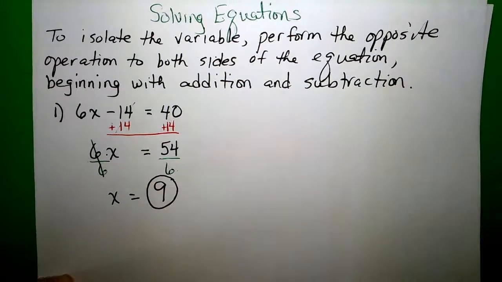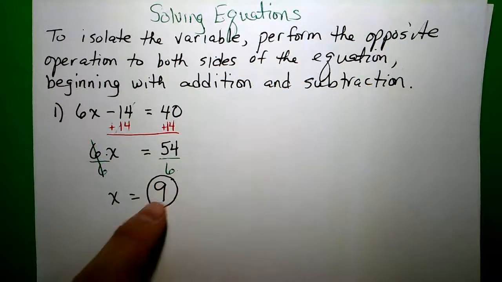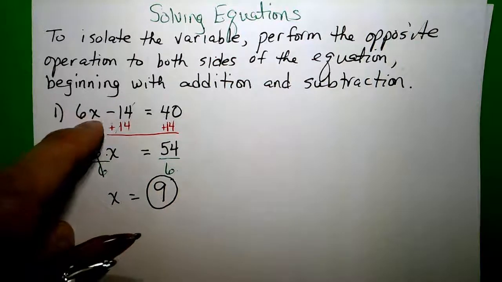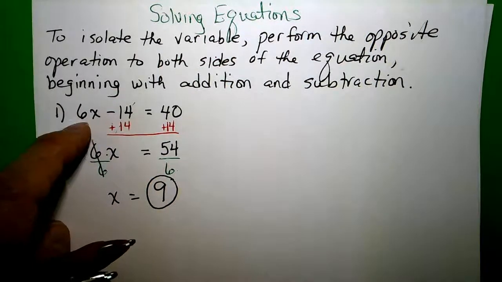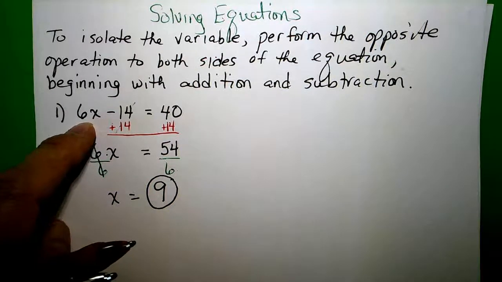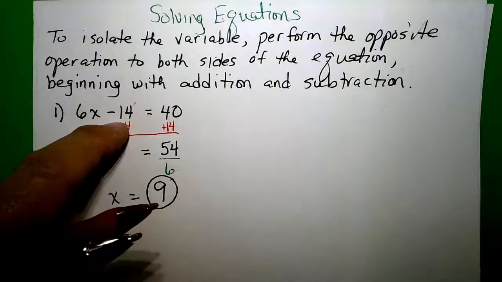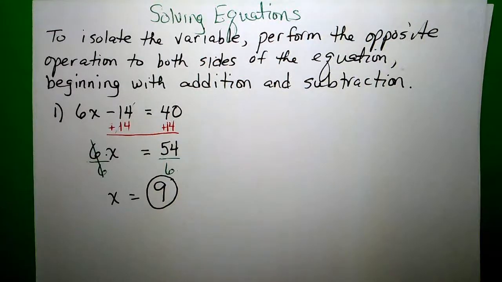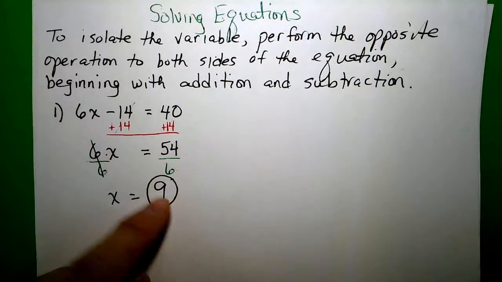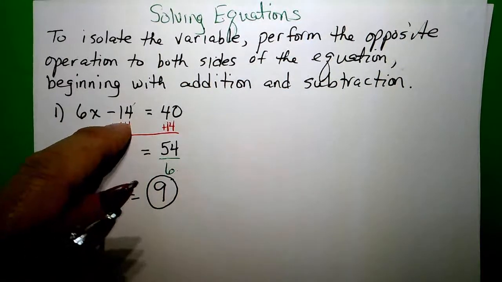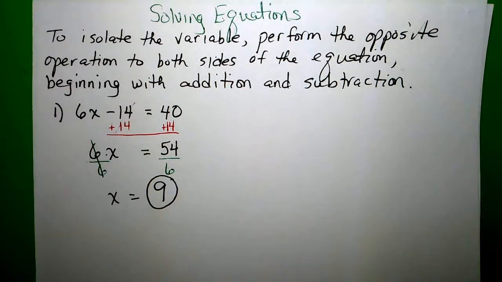And you all remember how you can check these if you want. Plug the 9 in for x. 6 times 9 would be 54 minus 14 equals 40. Yeah, 54 minus 14 is 40, so I know that this answer is correct.